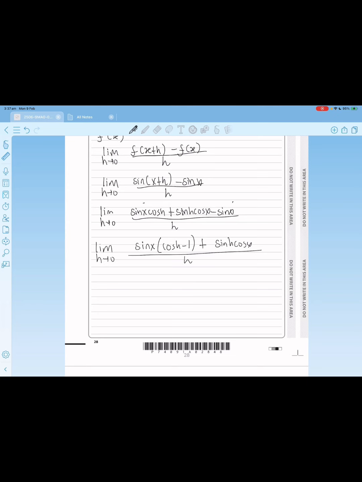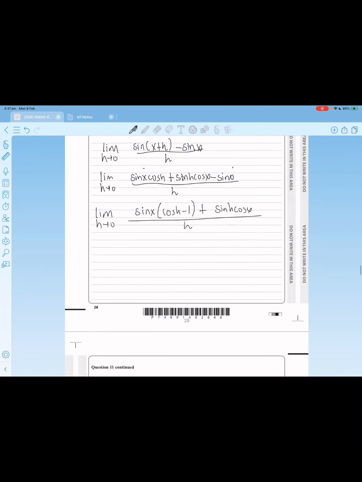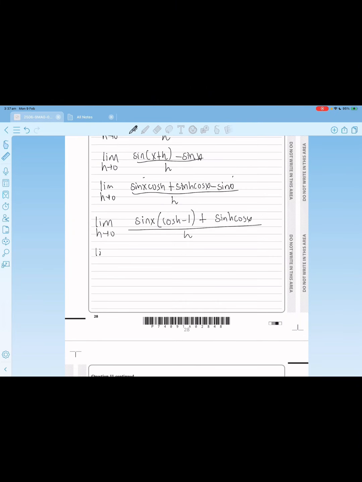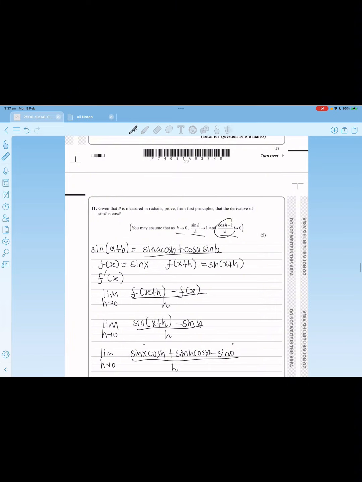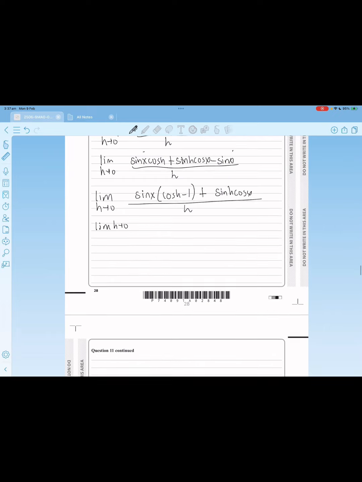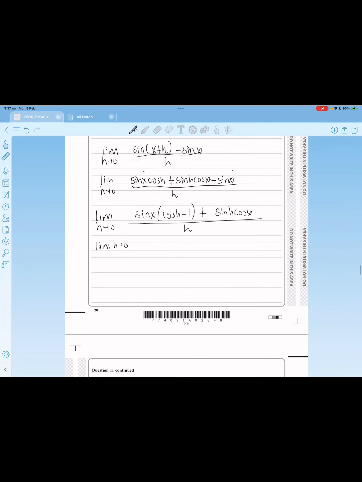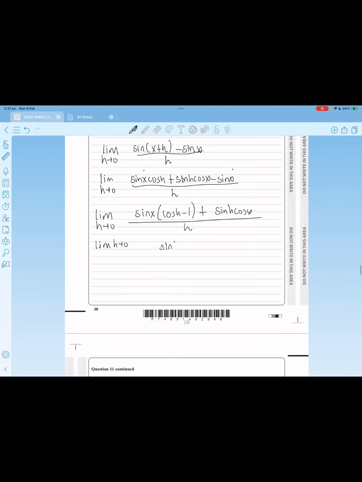Let's keep going now. The limit as h tends to 0. Now I was given some facts earlier. I was given that cos h minus 1 over h tends to 0. So this entire thing, sine x times cos h minus 1 over h, tends to 0. So sine x multiplied by 0 would be 0 anyway. So essentially you're just doing 0 plus sine h cos x over h.